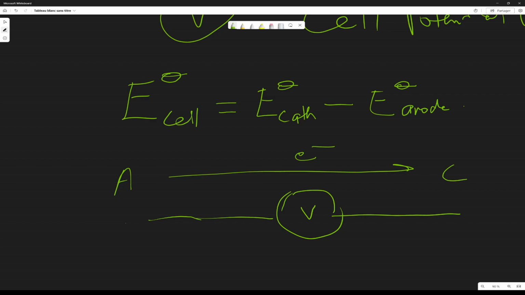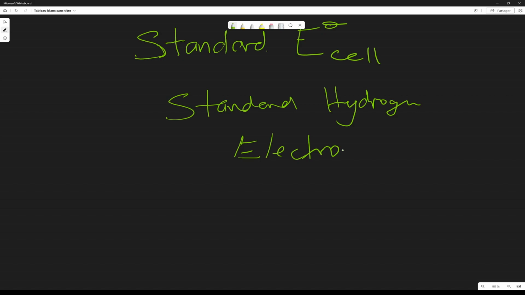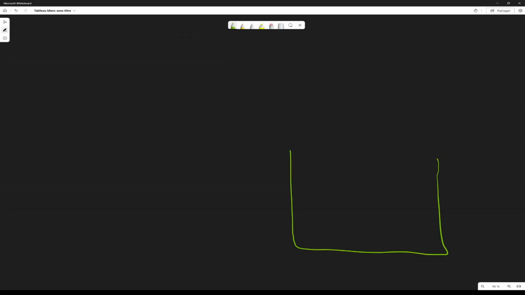But how do we do this experimentally? Experimentally, we have to find what we call a standard E naught of a cell. In order to do that experimentally, we have to have what we call a standard hydrogen electrode. For the standard hydrogen electrode, let's draw a diagram. So a standard hydrogen electrode usually has a solution, and we tend to have an apparatus that looks kind of funny like this.